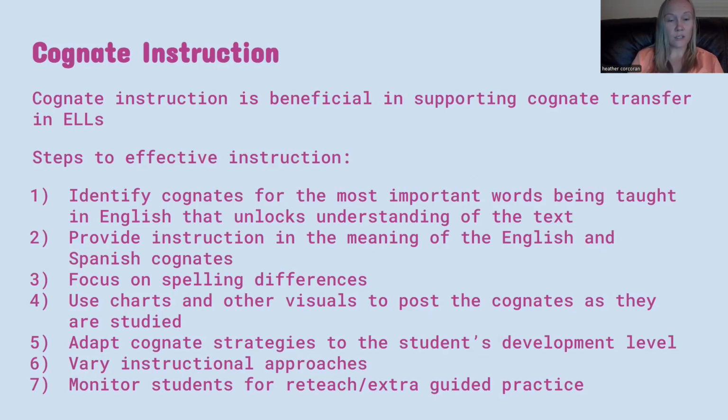As you are teaching, you also want to be mindful of the different levels of English development among your students and adapt your instruction to meet them where they are. You want to make sure when you're teaching cognates, you're teaching it across the curriculum, that cross-curricular teaching as well, and vary up your instructional approaches. Keep it fresh on how the students are identifying those cognates. And then always monitor your students and reteach them as needed. Give them extra guided practice when you're coming across that academic vocabulary.